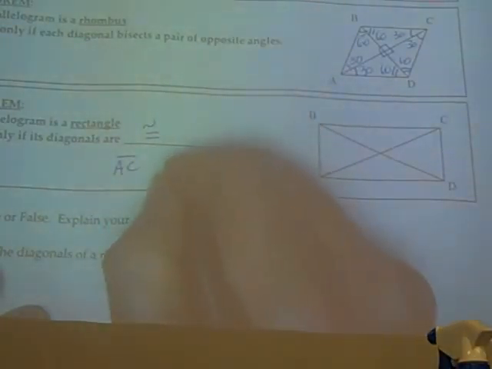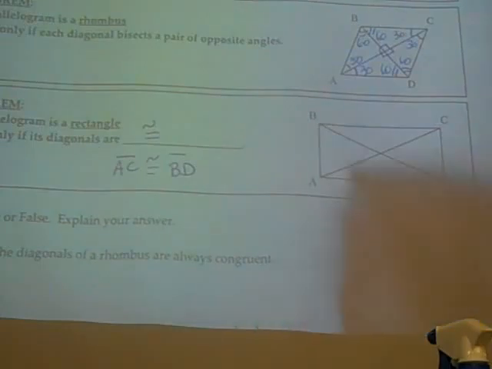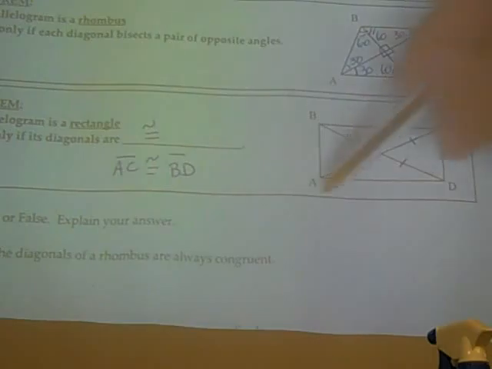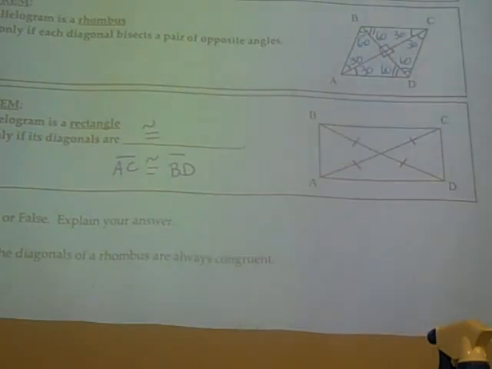So what does that mean? If we look over here, here's one diagonal, segment AC. That's going to be congruent to segment BD. So, a couple ways I could do this. The easiest way possible is to go ahead and tick mark each portion of the diagonal. And we just have to remember that BD is congruent to AC like we wrote over here.